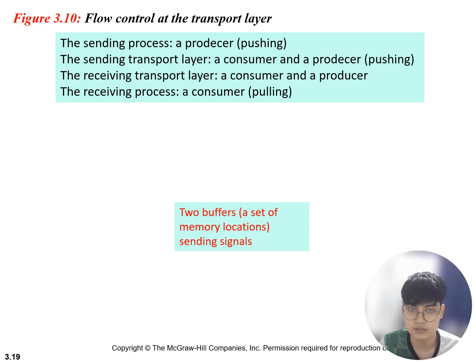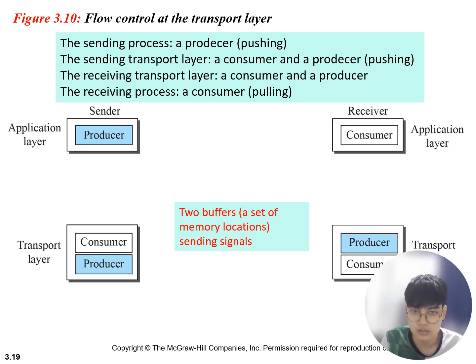Flow control at the transport layer. The sending process is the producer, pushing. The sender transport layer is both consumer and producer, pushing. The receiver transport layer is both consumer and producer; the receiving process is the consumer, pulling. A buffer is a set of memory locations, and a signal is sent when it is full.